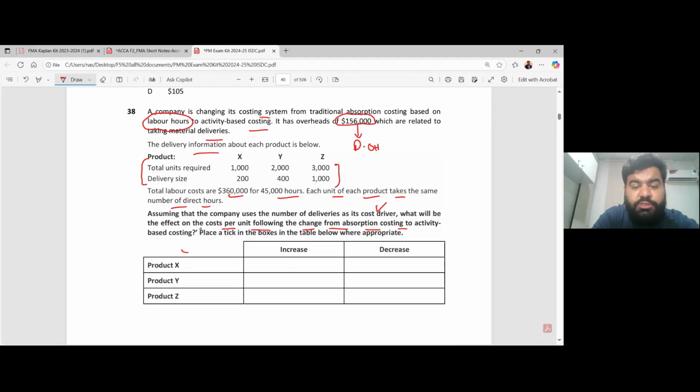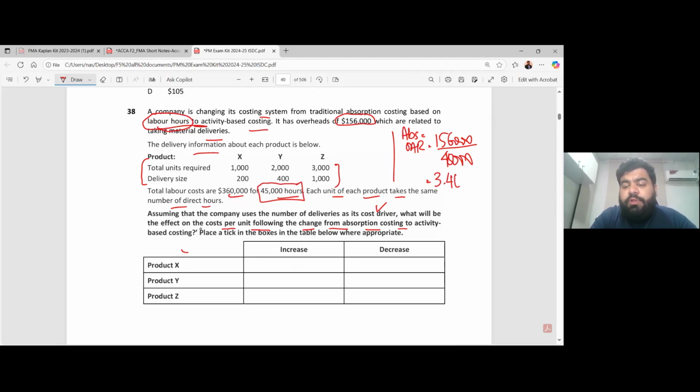First, we will use absorption. In absorption, we'll calculate the OAR: budgeted overheads, total delivery overheads 156,000. And in absorption, we are using labor hours as a base. They have told you in total 45,000 hours, because we have to use the total labor hours. 156,000 divided by 45,000 is 3.467.